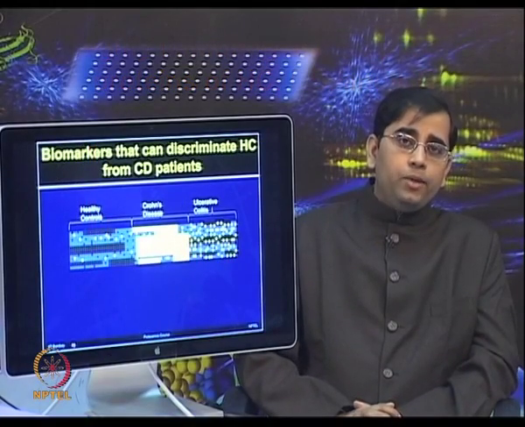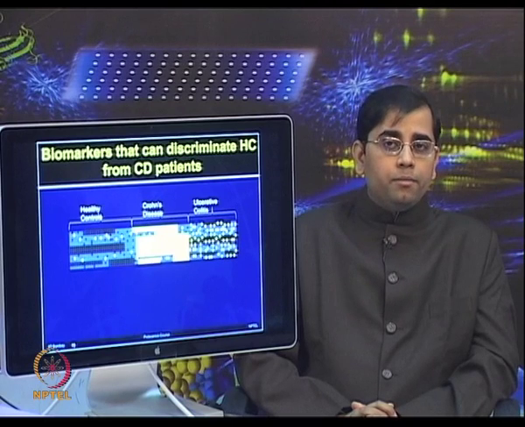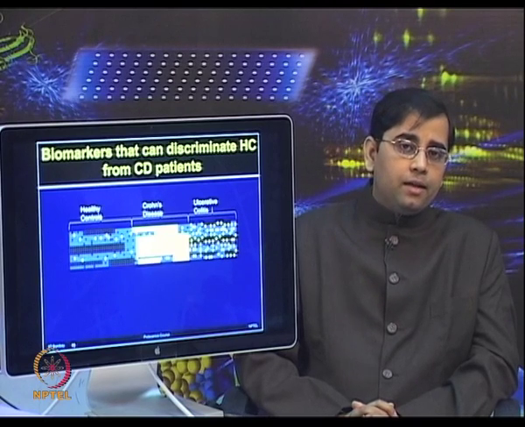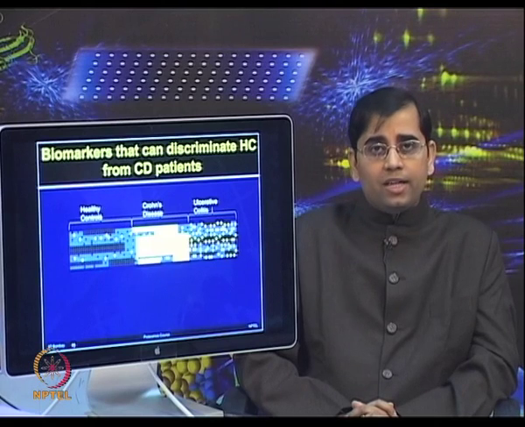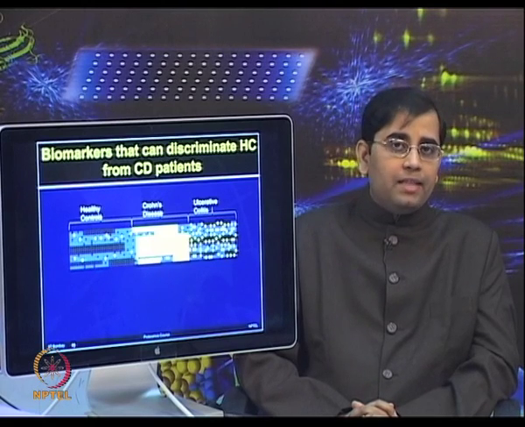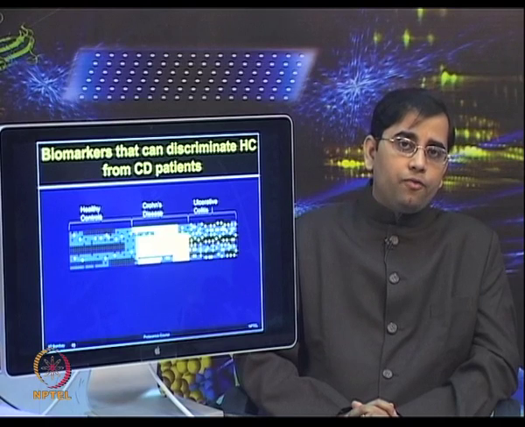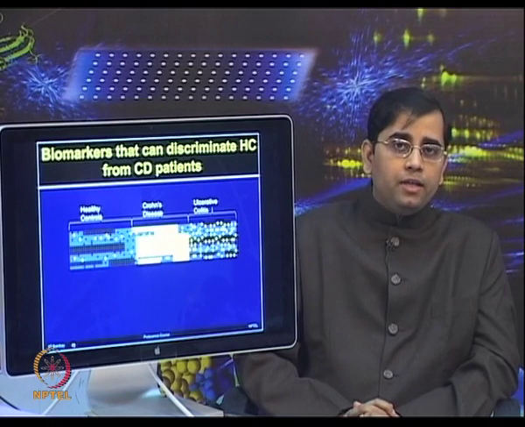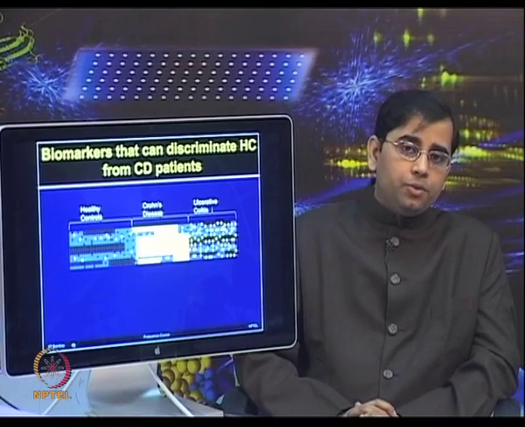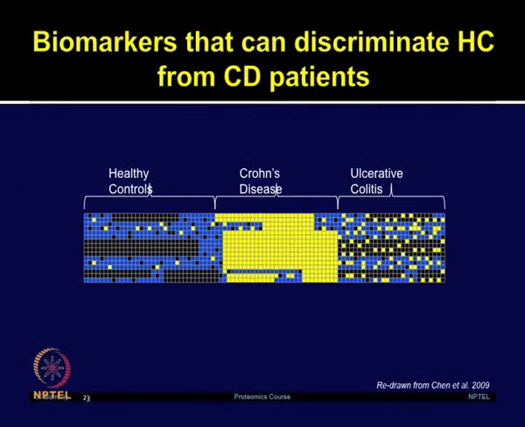Further, by using a supervised learning algorithm, K-top scoring pairs, the authors identified two sets of serum antibodies that were novel biomarkers for specifically distinguishing Crohn's disease from healthy control. So, as you can see in the slide, the healthy controls, Crohn's disease and ulcerative colitis samples can be distinguished, and especially healthy control versus Crohn's disease by using the supervised learning algorithm.